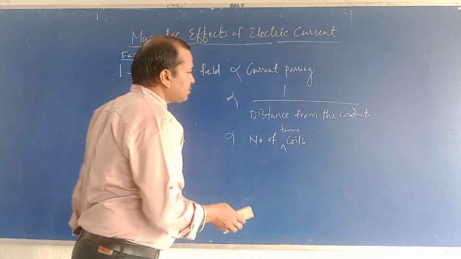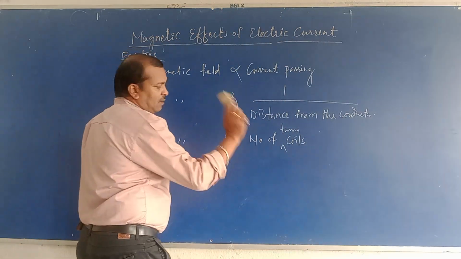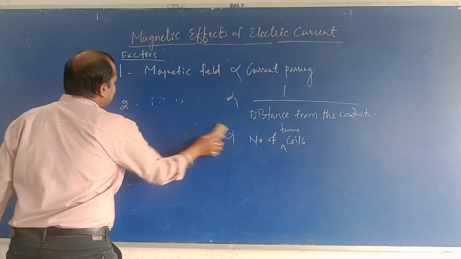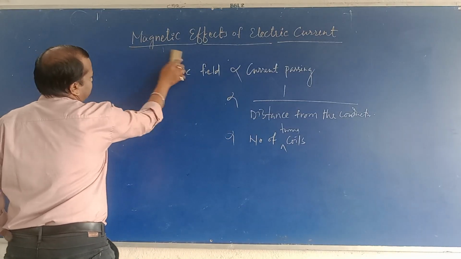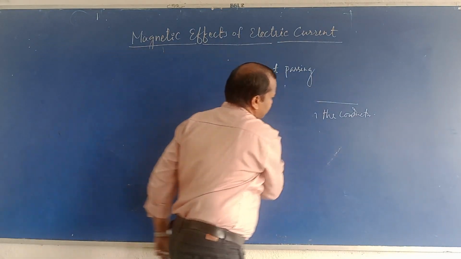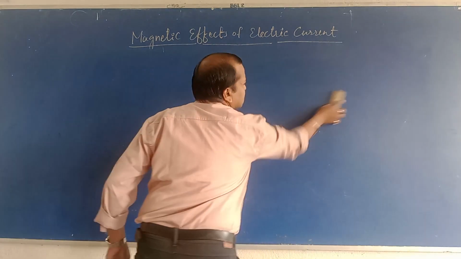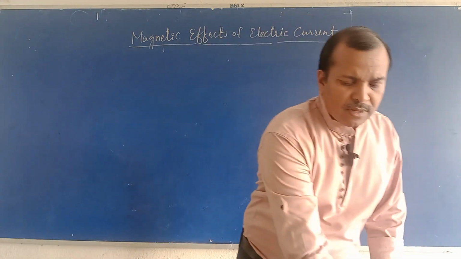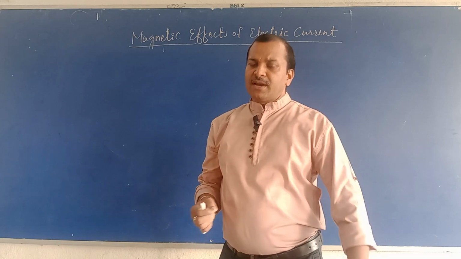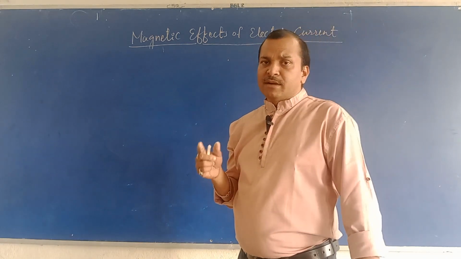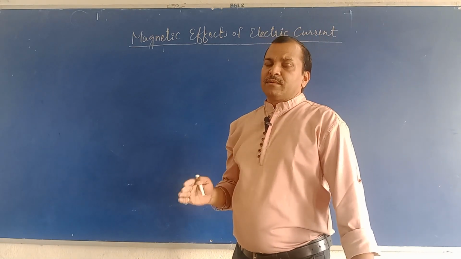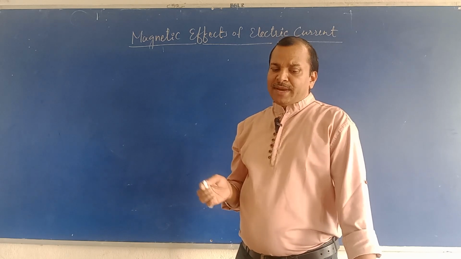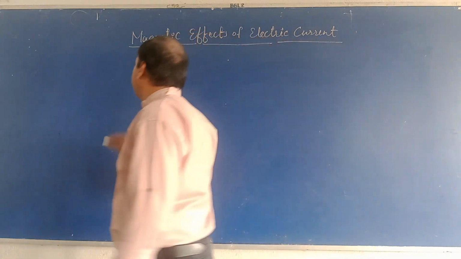Now you understood what a coil is, so now we will discuss what a solenoid is. Solenoid is a sure shot question, it might come in your exam, so we will go through the solenoid. Magnetic field due to a solenoid.